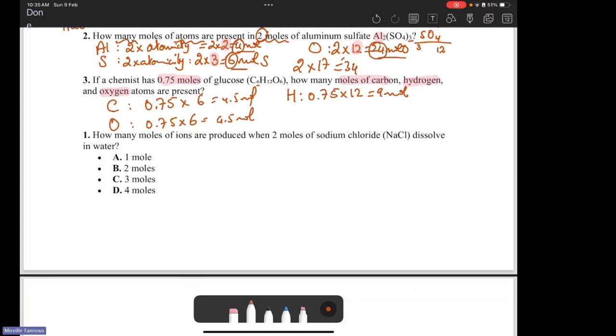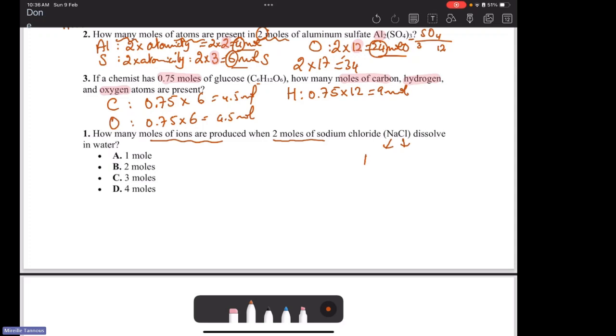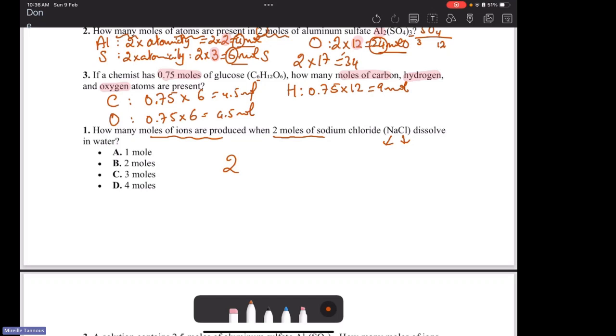Next, how many moles of ions are found in 2 moles of NaCl? How many moles of ions? The atomicity here is 1 plus 1, so the atomicity here is 2, because there is one Na+ and one Cl-. So 2 times the atomicity. Clear?